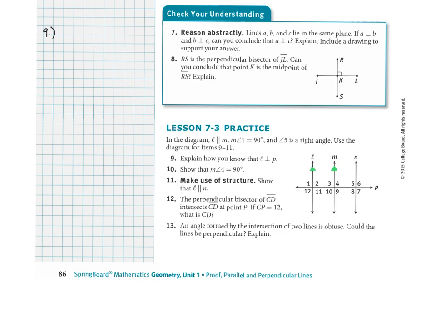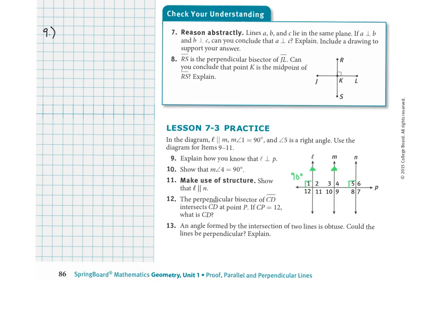It also tells us the measure of angle 1. The measure of angle 1 is 90 degrees. Oh, so I know that's a right angle. I can make that marking right there. Again, you could also put 90 degrees, but we know that symbol means the same thing. It also tells us that angle 5 is a right angle as well, so that also measures 90 degrees. It says use the diagram to help answer items 9 through 11. So let's look at question number 9. It says explain how you know that L is perpendicular to P.